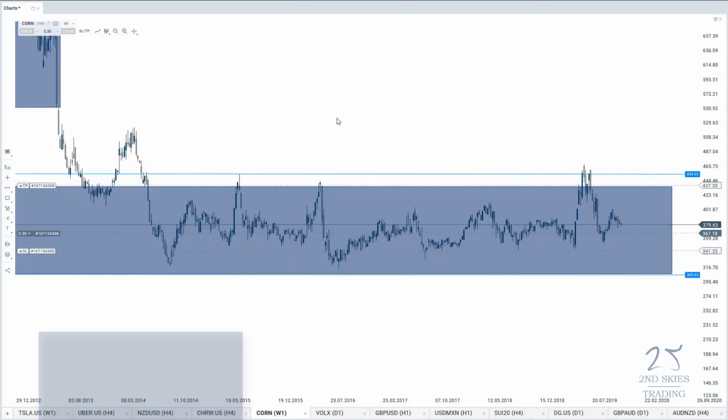So this is a super clean trade setup. And this is something that I'm looking for. I'm looking for these super clear and clean trade setups.